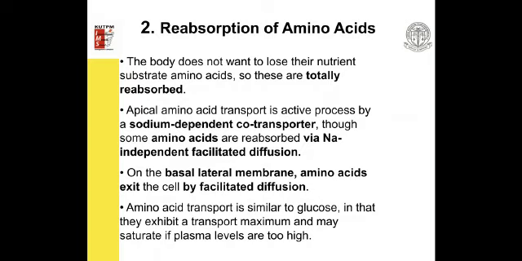The amino acids are reabsorbed totally. The apical amino acid transporter is an active, sodium dependent co-transporter, though some amino acids are reabsorbed via sodium independent facilitated diffusion. On the basolateral side, amino acids exit by facilitated diffusion. Amino acid transport is similar to glucose in that they exhibit a transport maximum and may saturate if plasma levels are too high.